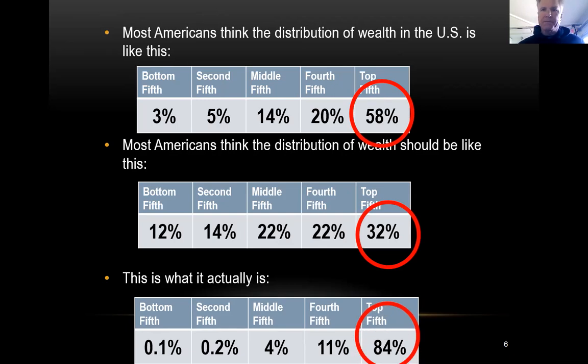If we look at the top fifth, actually 84% again of the wealth is owned by the top fifth quantile. And then looking at the bottom ones, that is also very revealing.